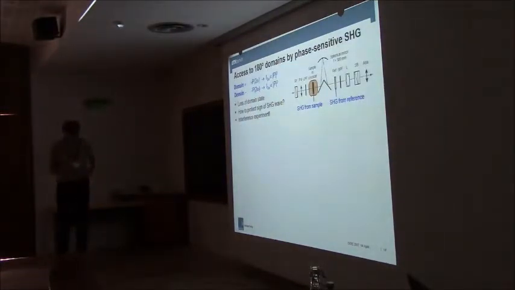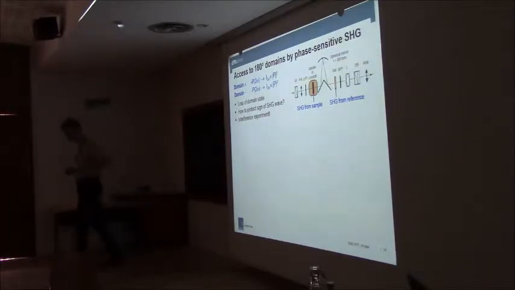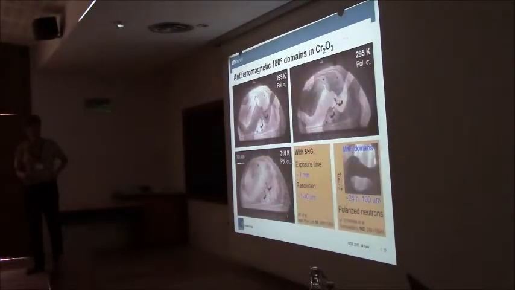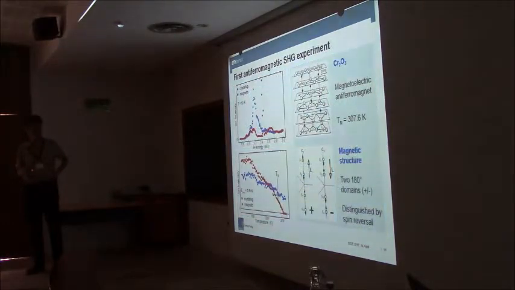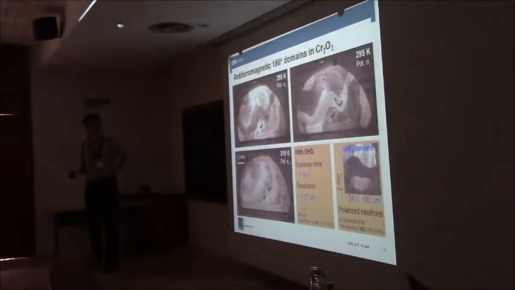Okay, one problem is that you measure intensities, not fields. So if you have two domain states, like in this case, you have a distribution of regions where you have this up, down, or down, up distribution of spins. How do you distinguish them?